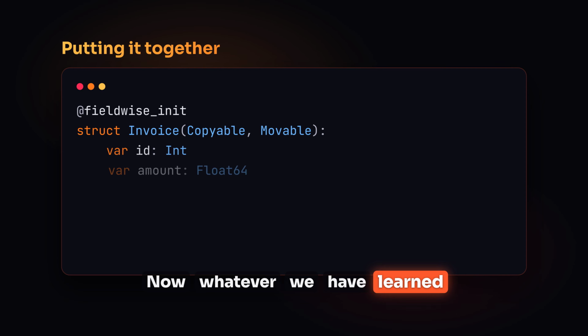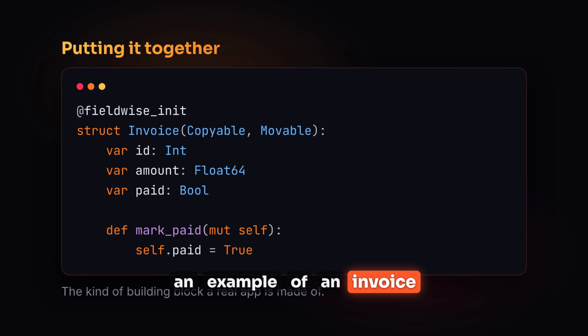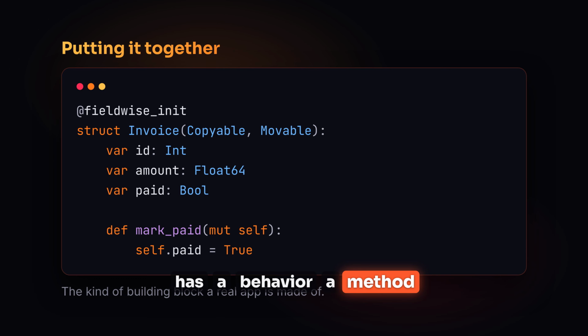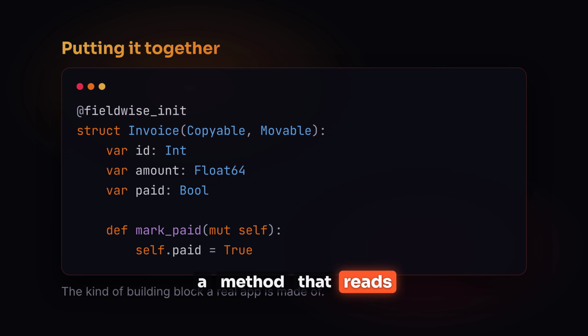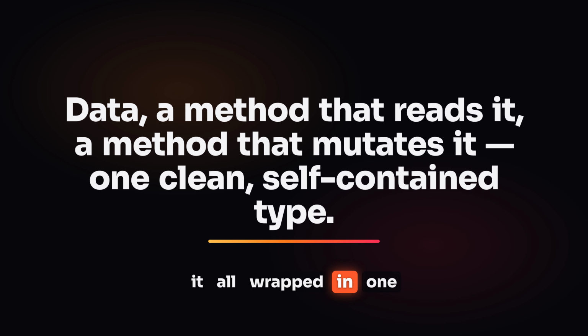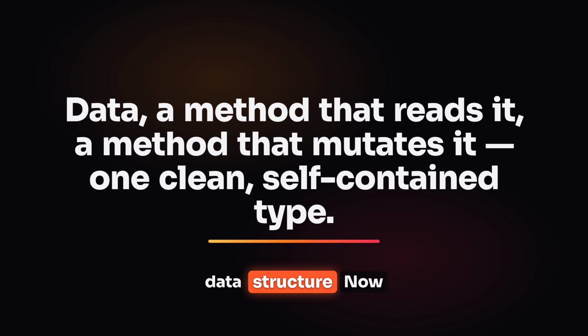Now, whatever we have learned, let's put it all together with something real. Take an example of an invoice. It has data, an ID, an amount, whether it's paid or not. And it also has a behavior, a method to mark it paid. Data, a method that reads it, a method that mutates it, all wrapped in one self-contained type. That's the whole idea of a data structure.